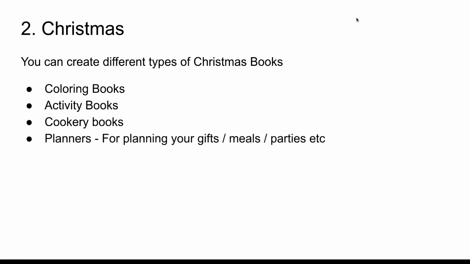You can create colouring books, activity books, cookery books, again, all different types of meals to cook, not just the turkey, but what sorts of desserts do people like? You could just do a Christmas desserts book or Christmas party tasting book. Might not sell this year with COVID, who knows? Planners, again, for planning your gifts, meals, parties. People like to write lists down of different things. So if you can do something like a Christmas to-do book and notebooks with Christmas theme.